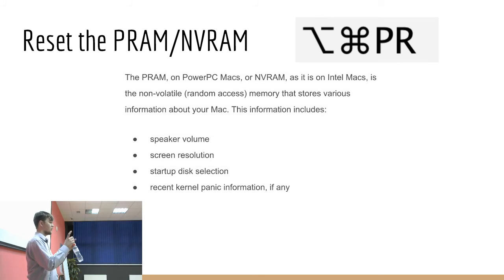This is our little memory. What is there? There is the speaker volume, screen resolution, startup disk selection, recent kernel panic information, and a lot of things like that. Why do we need this? Sometimes something is wrong with the mouse, something is wrong with the screen, the speakers don't work. Shit happens. And to fix that, you need to run this reset PRAM and NVRAM, and after it, boot the computer.